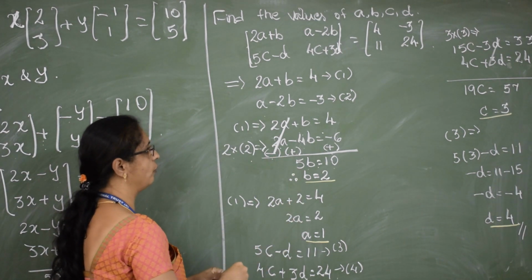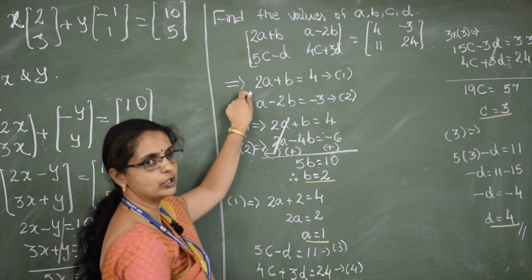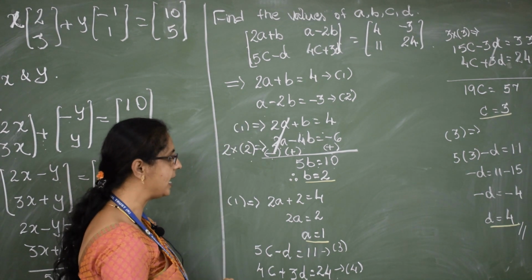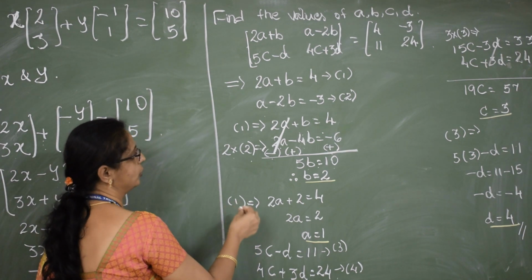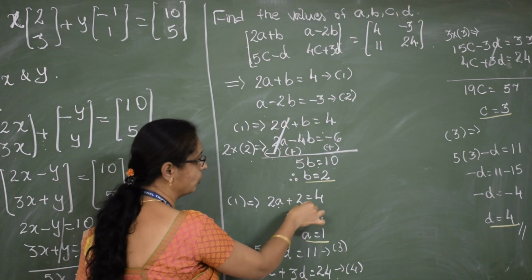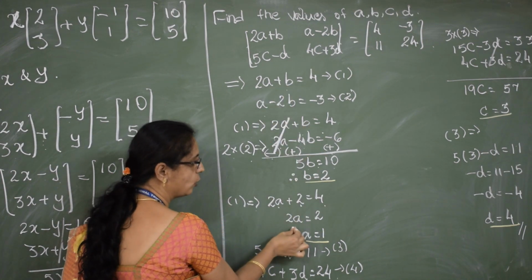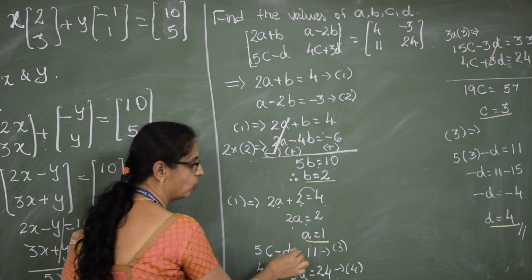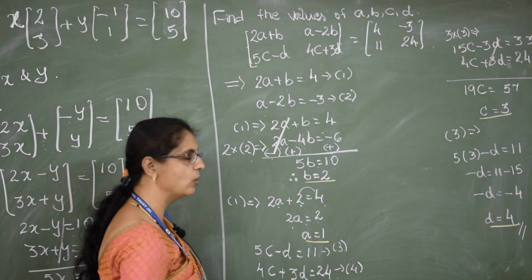This obtained value of B, I am going to substitute in equation 1. Why must we substitute in equation 1? Because we need the value of A. Put the value of B as equal to 2 in equation 1. 2A plus B is what? 2A plus 2 is equal to 4. 2A is equal to, what is 4 minus 2? 4 minus 2 is 2. Therefore A is equal to 1.